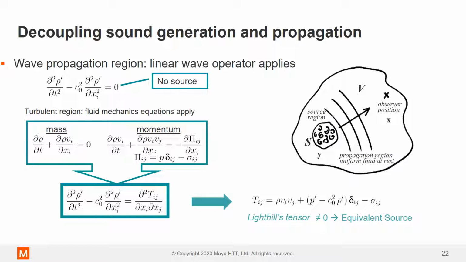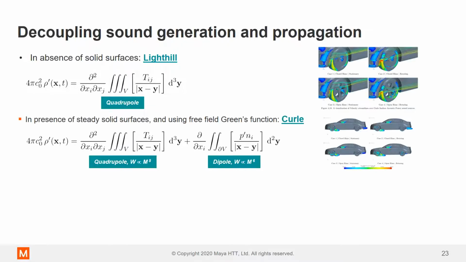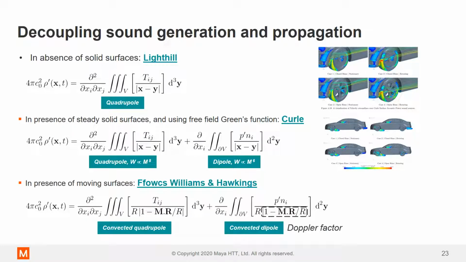Except here we have a source term. And this term was first discovered by Lighthill and is called the Lighthill tensor. So this tensor is used to describe the acoustic source. Looking at just the tensor formulation, when Lighthill provided this formulation, it was only valid in the absence of solid surfaces. Then Curle introduced a formulation which was valid for steady surfaces.